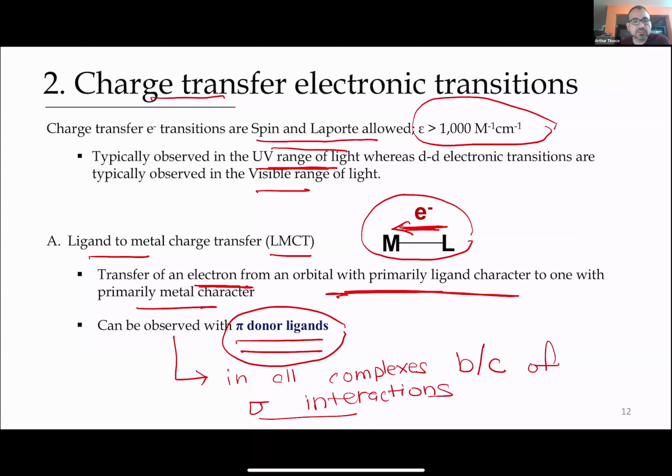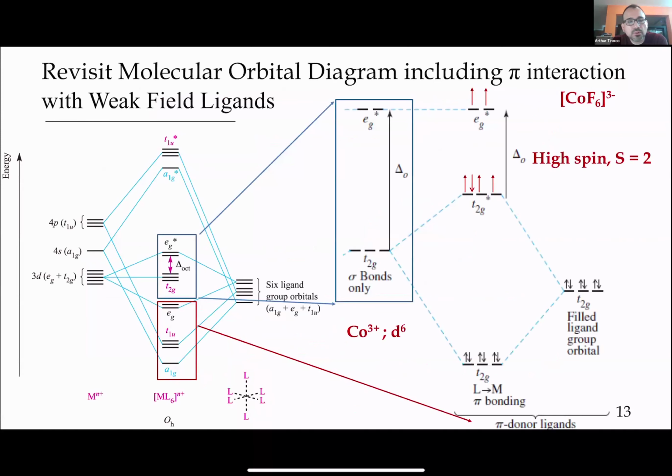All right, so that's an important distinction. And then the emphasis being that pi donor ligands are where it can be particularly pronounced. So here we go to our diagram where we were talking about sigma only cases, and then when we're talking about cases where we have weak field ligands to the right, when we include the pi interactions from pi donor ligands. So for you to observe a ligand to metal charge transfer, they're going to come from primarily ligand character orbitals being excited into metal orbitals.